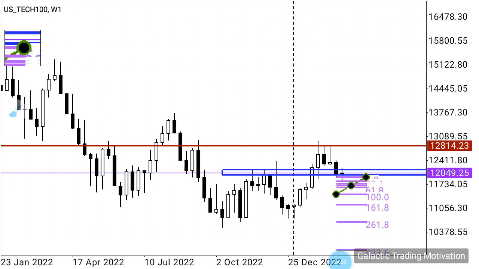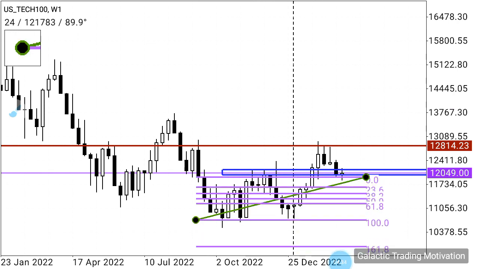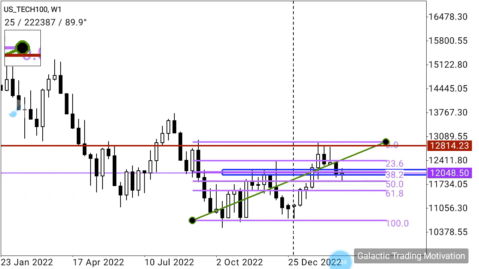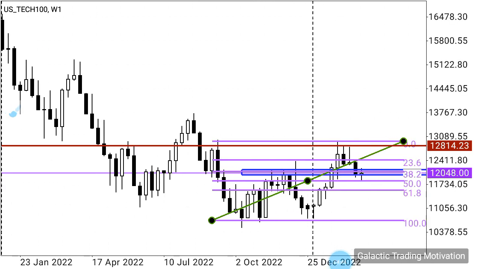Let's see, I would add my Fib tool more or less in this manner. Let's have a look.